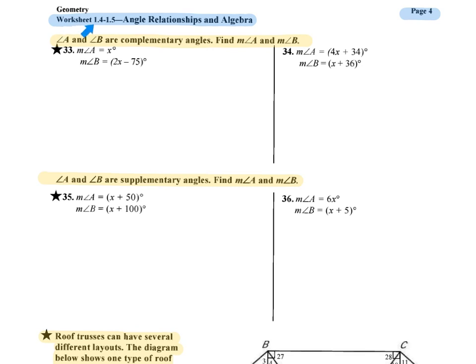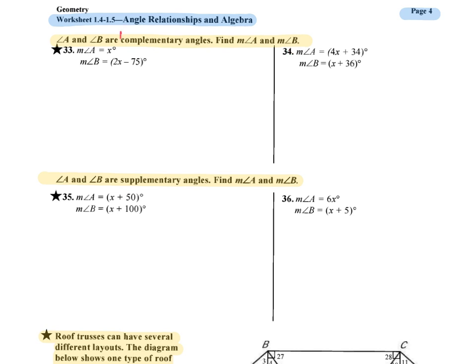All right, gang, we're working on worksheet 1.4, 1.5, angle relationships in algebra. We're doing the last page, page 4. We have 3 things that we're going to be looking at here. The first one says that A and B are complementary angles. Find the measure of angle A and the measure of angle B.